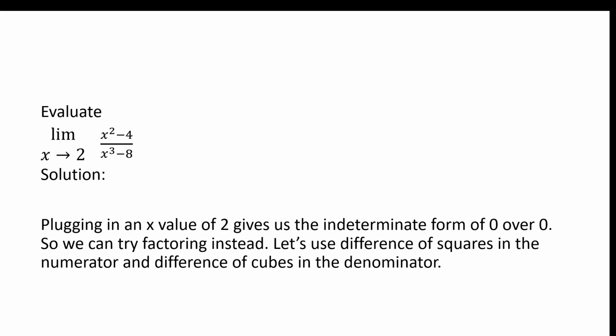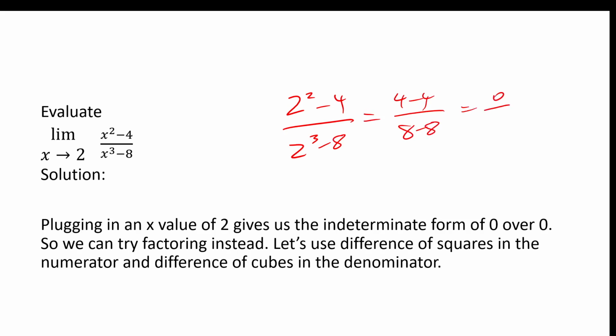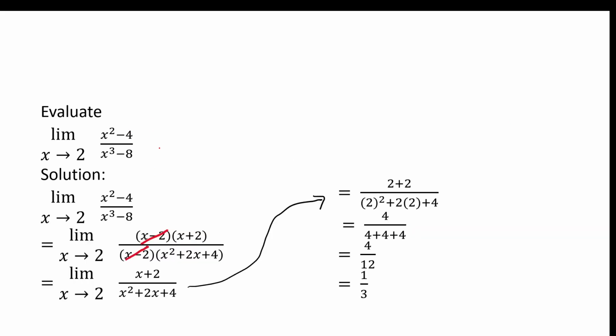Now what if we have the limit as x goes to 2 of x squared minus 4 over x cubed minus 8? Plugging in an x value of 2 will give us 2 squared minus 4 over 2 cubed minus 8. That's 4 minus 4 over 8 minus 8, which is 0 over 0. So right away we see, okay, we've got the indeterminate form of 0 over 0. So let's try factoring. We see the top is a difference of squares, the bottom's a difference of cubes. Okay, so factoring the top and the bottom, we end up with the limit as x goes to 2 of x plus 2 over x squared plus 2x plus 4. We get that after crossing out our x minus 2's.